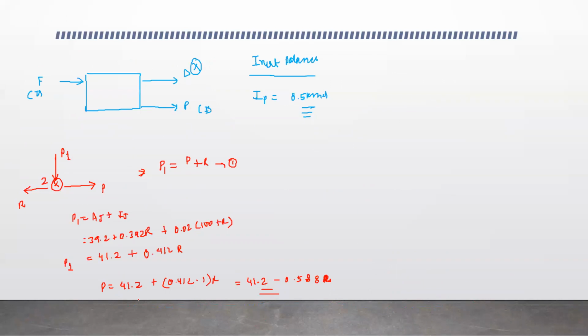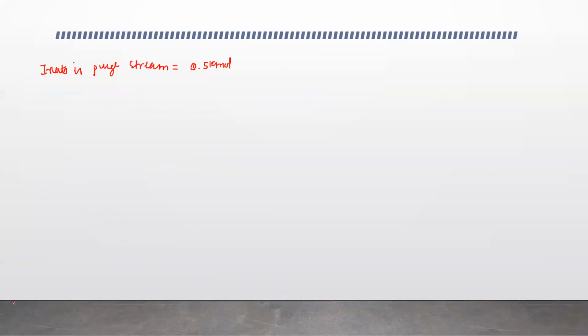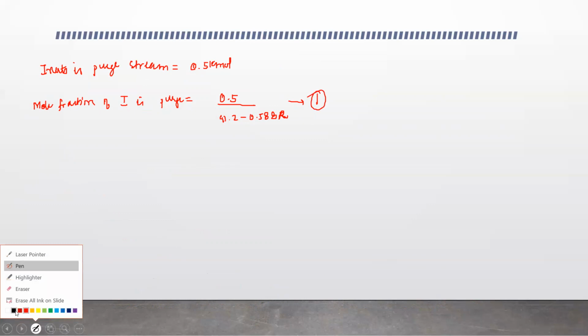You can do it both ways, A mole fraction and inert mole fraction, but it is better that you use inert mole fraction, right? So mole fraction of inert in the Purge stream is equal to 0.5 upon 41.2 minus 0.588 R. Okay, keep this as your equation number 1. All right. Then let's go to the recycle stream.